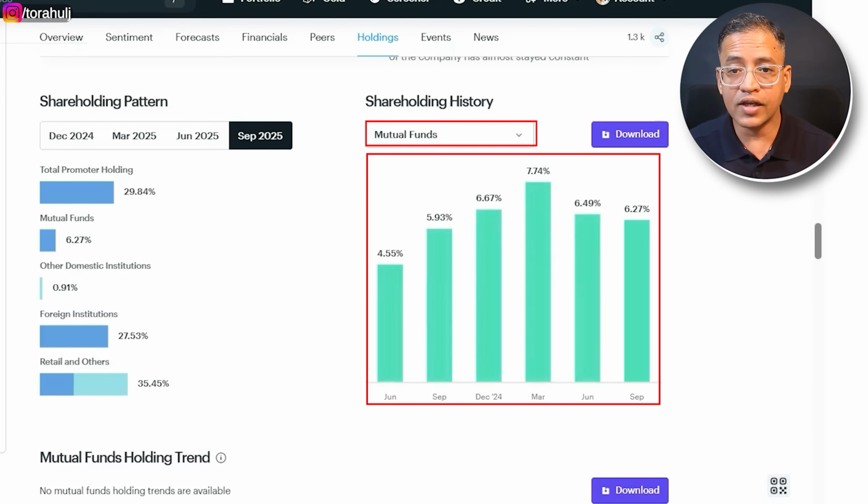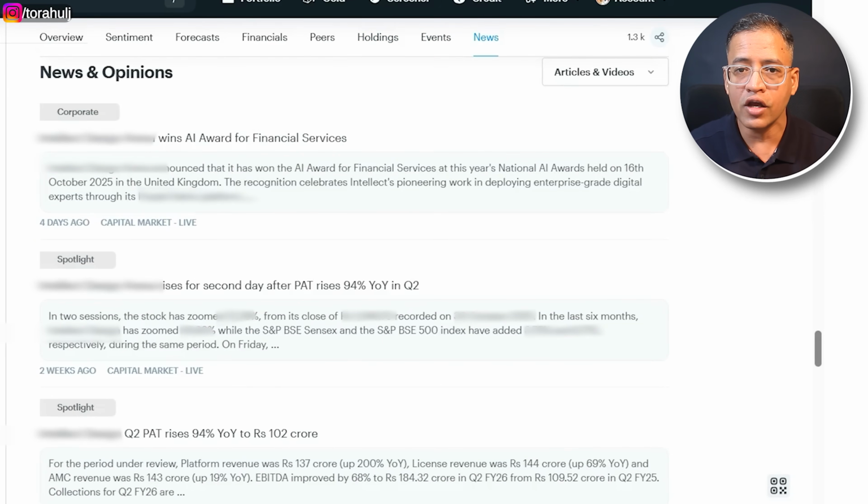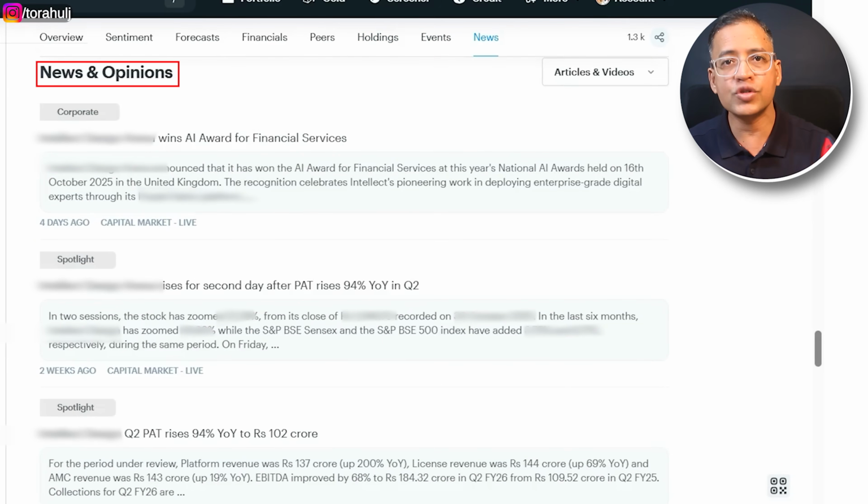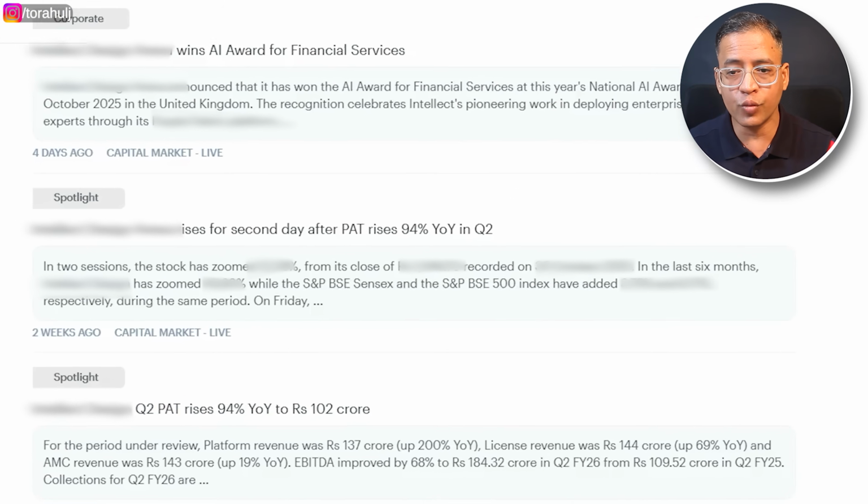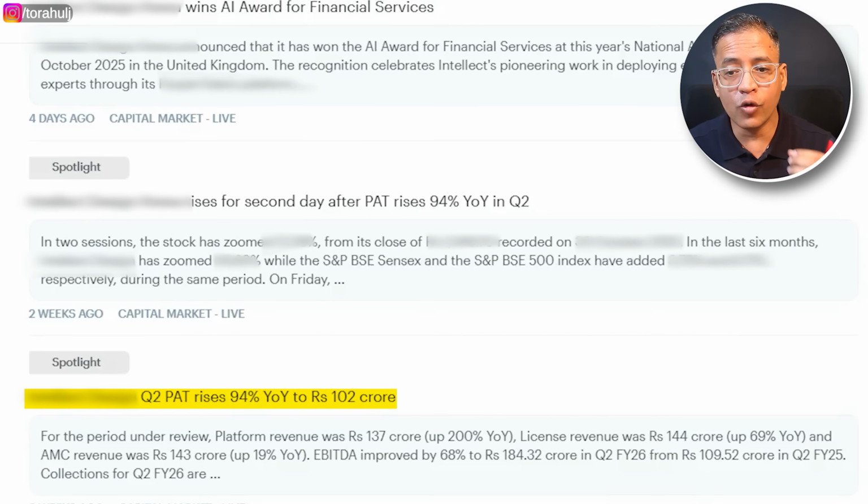The last, not the least, you will have to check out, if you come down here, you will have to look at the news and the opinions. Very, very important. Look at the last 3 months of latest happening in that particular stock. For example, here their Q2 PAT went up by 94% year on year. So financially, the company is growing. We saw the order pipeline or the deal pipeline. That is also looking very, very good.